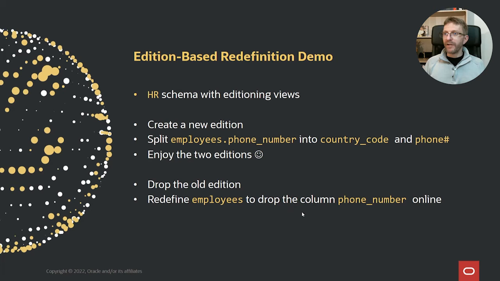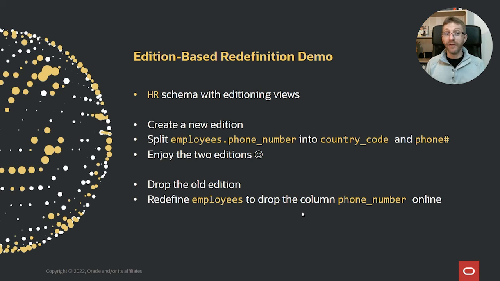Now we will demonstrate this not by seeing full CI/CD pipelines, but just by demonstrating edition-based redefinition and DBMS redefinition. We will start with an HR schema, the classic one that we provide as a database sample. But instead of having the normal tables, we will have base tables with a $0 suffix, and then we will have an edition, and the editioning views will have the traditional names.